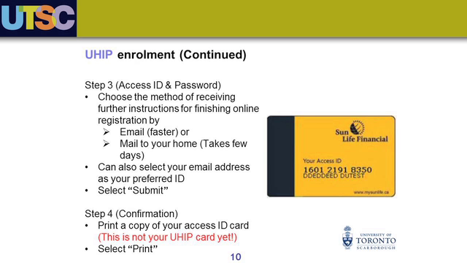Next, in step 4, you'll have your access ID card on your screen, which looks like this, in yellow. The important thing is this is not your UHIP card yet, but you do need this 12-digit number on the yellow access ID card to complete your registration. So write it down or print the actual card itself.